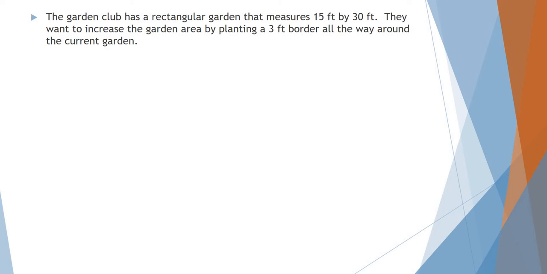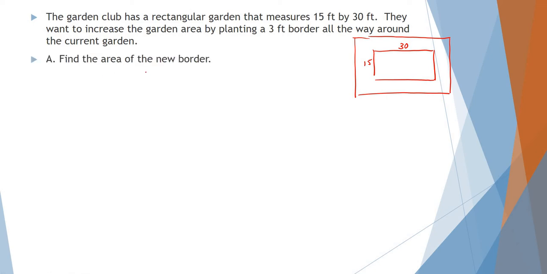So the first thing I would do in this kind of situation is to draw a diagram. So the current garden is 15 by 30. They're going to extend that, and I know this is not proportional, that's okay, by adding 3 feet all the way around. So the first question is: find the area of the new border. So area, and I just want the area of the border.